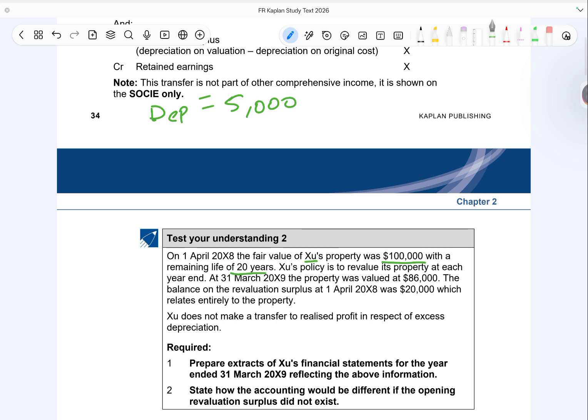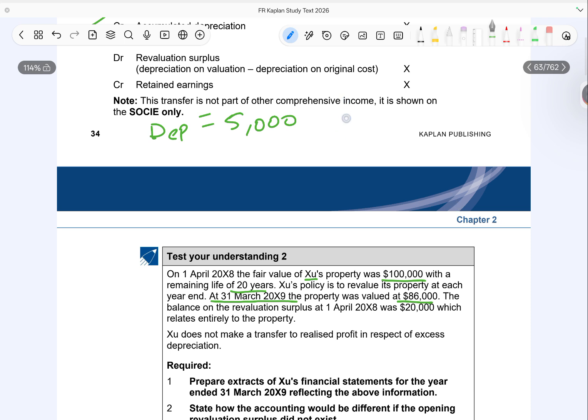Okay. So Ex-use policy is to revalue its property at each year end. At 31st March 2019, the property was revalued at 86,000. Now, 1st April to 31st March is 1 year, so we'll charge 1 year's depreciation. So 1 lakh minus 5,000, the property value will be 95,000. And the property was valued at 86,000. So we have a revaluation loss, and the loss is 95,000 minus 86,000, which is 9,000.